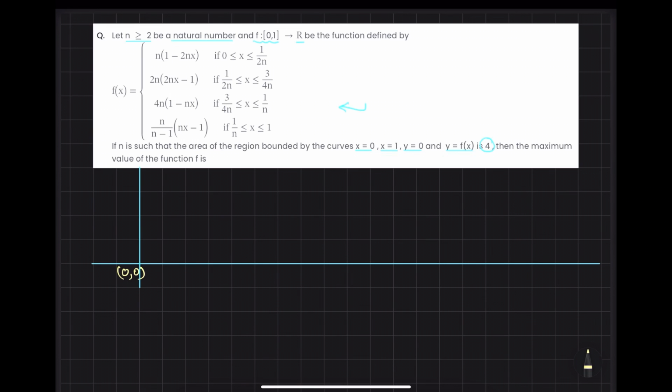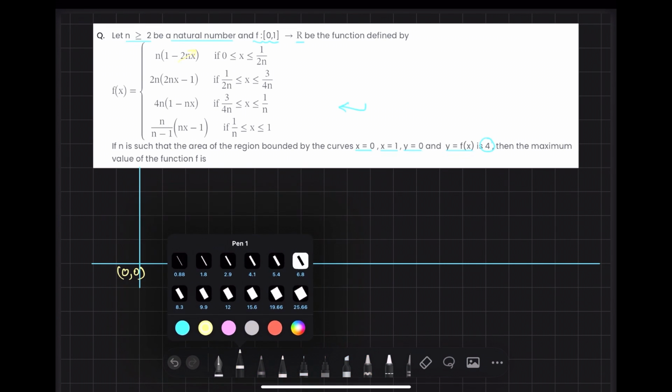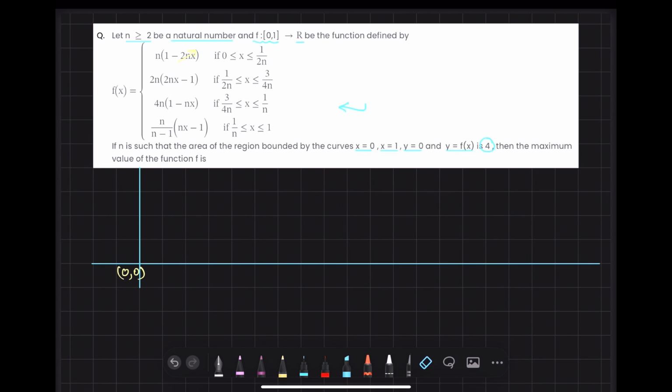Suppose x is 0. So this thing will become 0. Like, I will change the color so that it will become much more convenient for you guys. So if x is 0, this thing will become 0, and you will be left with n times 1. So suppose that this is n. So at 0 you are at n.